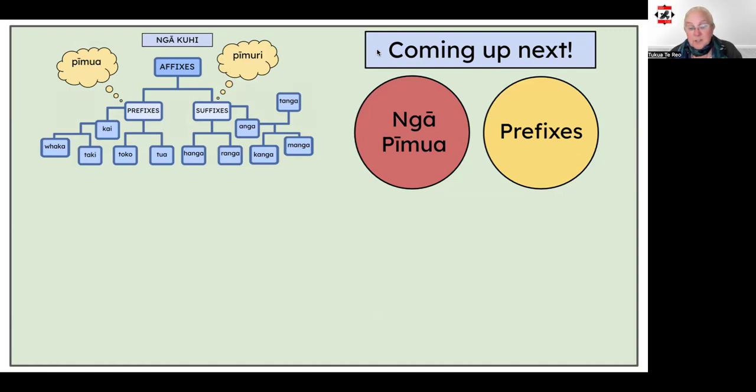So that's my brief introduction to ngā kuhi. In the next video, I'll be looking at pīmua in a lot more detail and talking about how each one works when it's added to a base word. In the next video, I'll be looking at the 5 pīmua, kai, whaka, taki, toko, and tua. And I'm going into a lot more detail about each one of these. I'll be giving you some examples and explanations about the effects of the pīmua on the words we add them to.